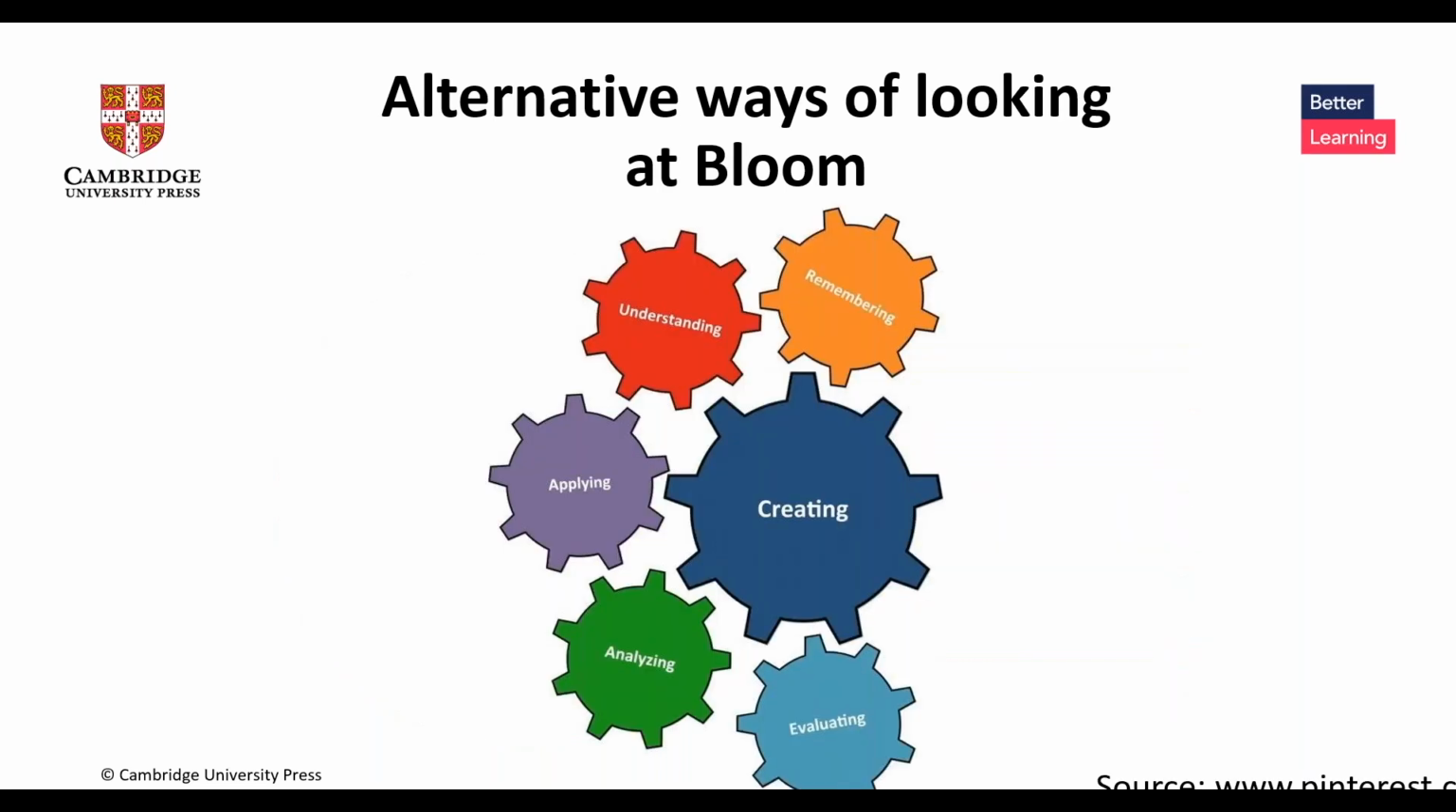Here's another way of looking at Bloom as well. Here there are all the separate cogs. Creation is at the center of the process as the highest of the higher order skills, as it were. But all of those other skills are working together in order to generate that creation. So again, it's looking at Bloom, taking those core ideas, but really thinking, what are we doing with that? How are those skills working together?